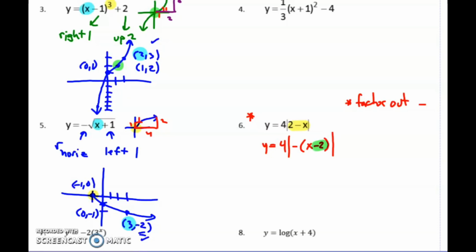So that's going to give me a vertical stretch times 4. This is a reflection. It's inside the function. So it's a reflection in the vertical, or you can say the y, and that's why I said it's kind of silly because it's absolute value. If you reflect the absolute value, it's not going to change. A v reflected vertically is still a v. And this right here is going to be right 2.